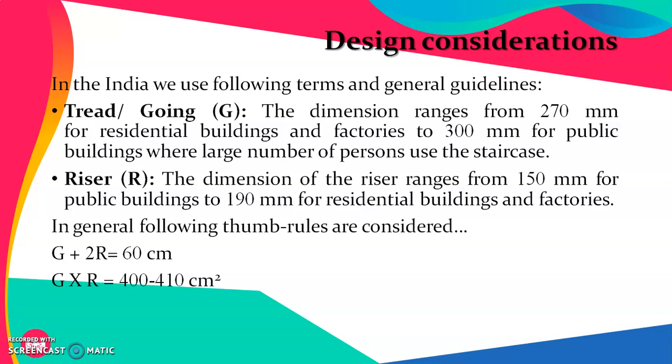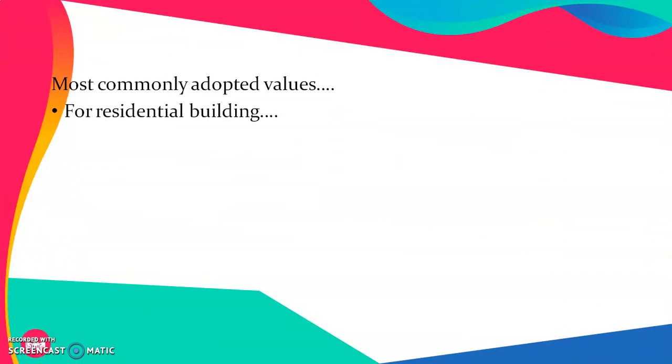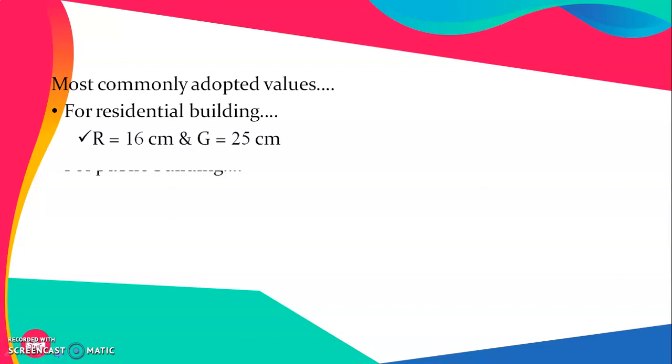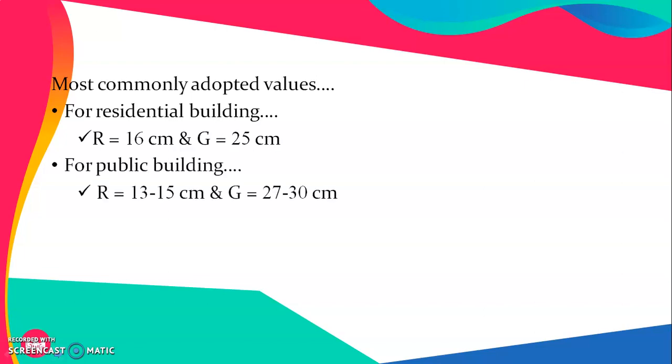Please note that these are thumb rules used for design considerations. Most commonly adopted values for a residential building are 16 cm risers and 25 cm as going or tread dimension. While in case of a public building, the riser should be between 13 to 15 cm, while going should be between 27 to 30 cm.